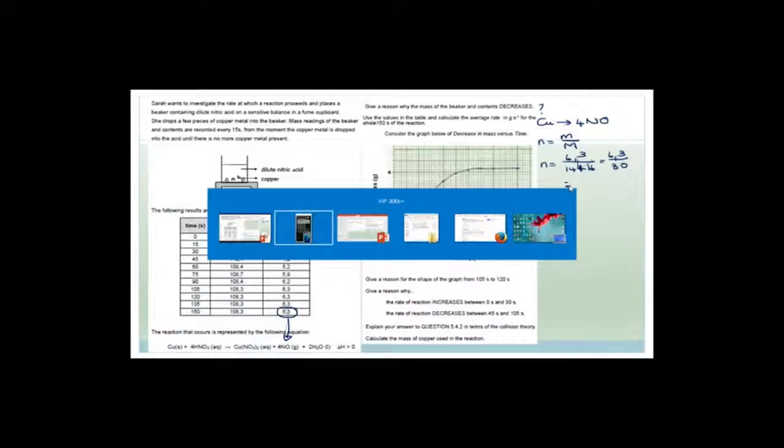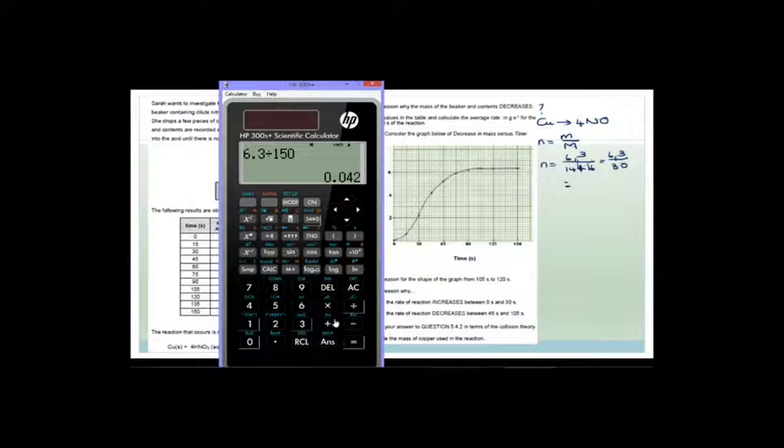So we need to get out our calculator. So that becomes 6.3 divided by 30, and that becomes 0.21. So the number of moles is 0.21. So that is the number of moles of nitric oxide, or nitrogen oxide, that was formed, okay? But now, do you see it's in a ratio of 1 to 4? Which means we need to divide this by 4 to find the number of moles of copper.